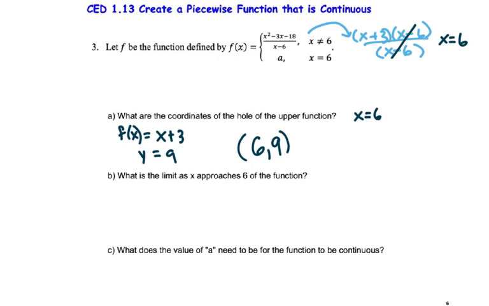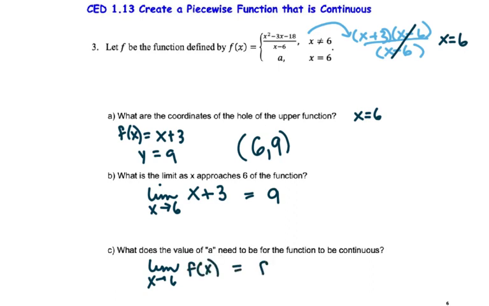So part B, what is the limit as x approaches 6 of the function? If we're approaching, we're using the upper function, where x is not equal to 6, but we're getting close to it. So the limit as x approaches 6 of x plus 3, by direct substitution, is 9. And then what does the a value need to be in order for the function to be continuous? Well, we know that the limit as x goes to 6 of f of x must equal f of 6. We already figured out that that was 9, and f of 6 is a, so therefore a must equal 9. I definitely thought the cat method was way cuter.